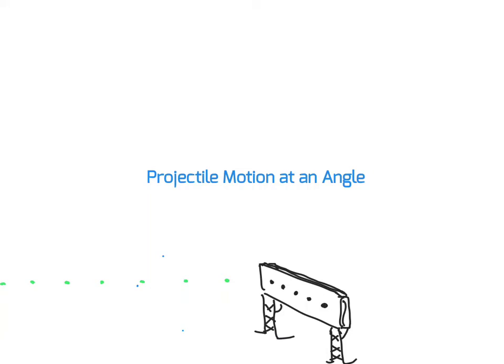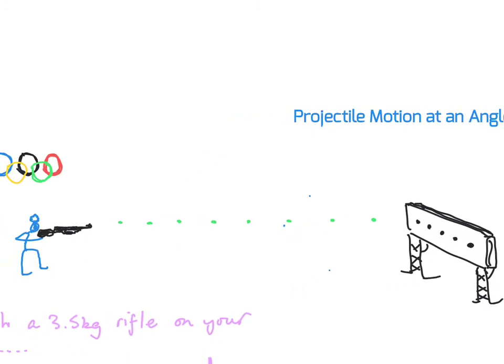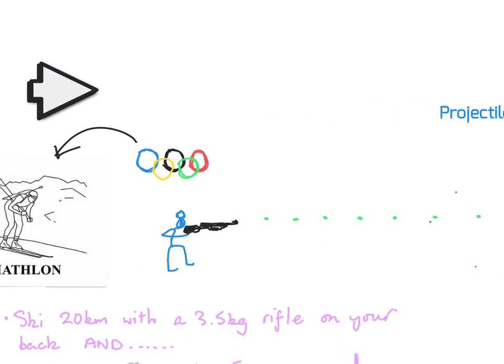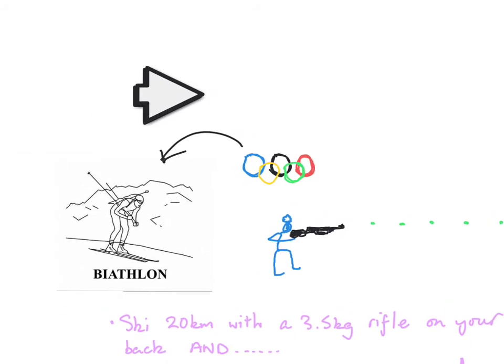Welcome class. Today's lesson is about projectile motion at an angle. It's a follow-on from previous lessons where we looked at projectile motion launched horizontally. And I have been buoyed by recent events over in Pyeongchang in South Korea, so I thought that I would start the topic of conversation by looking at a Winter Olympic event which has a lot to do with projectiles.